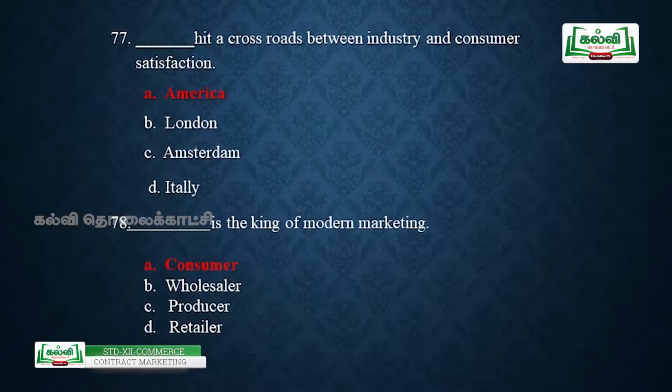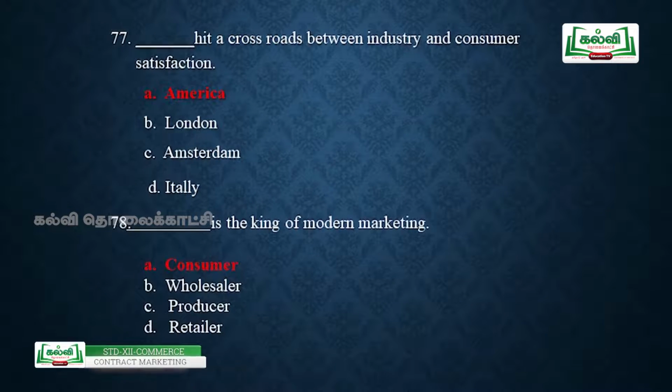The next one, dash hit a crossroad between industry and consumer satisfaction. We have 4 options. Option A, America, B, London, C, Amsterdam, D, Italy. The correct answer is option A, America hit a crossroads between industry and customer satisfaction.